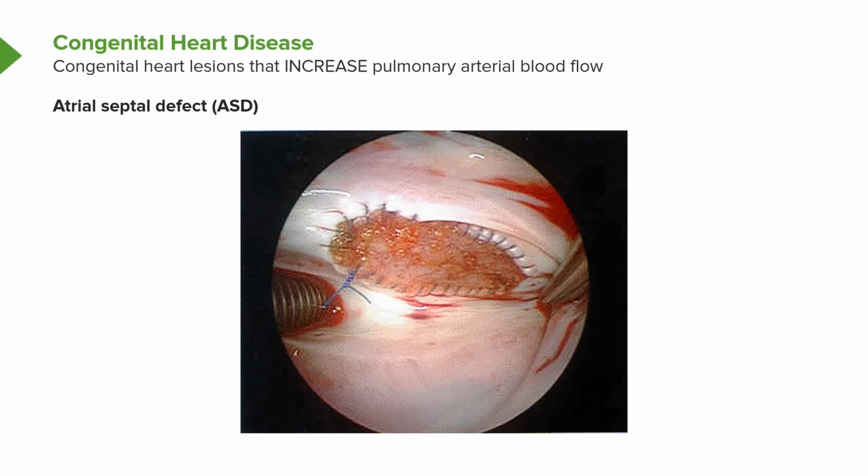And here's the operative picture. Usually a little piece of pericardium, that is the lining around the heart, is taken, or you can use a Dacron or a Teflon patch, and the defect is closed.